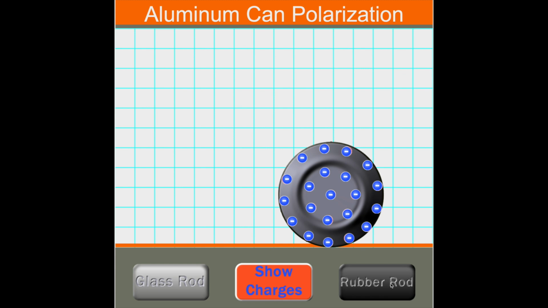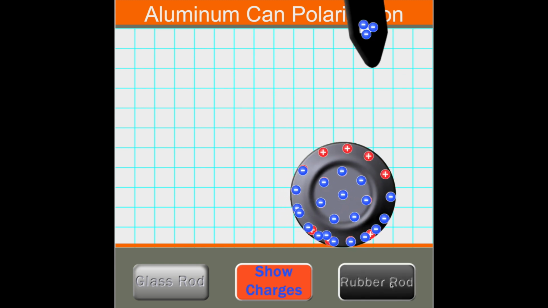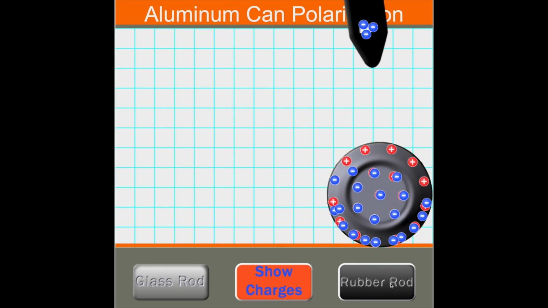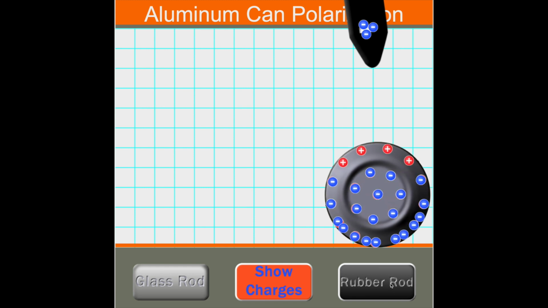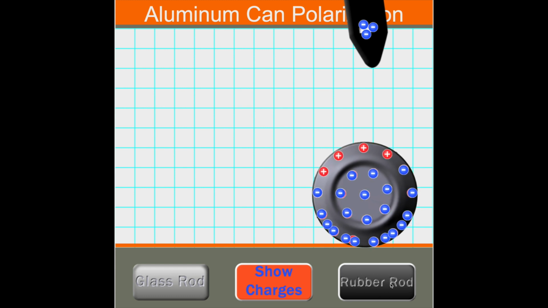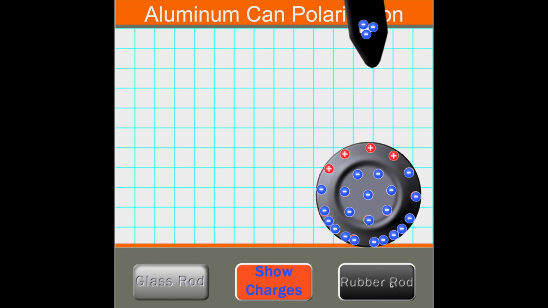So I'll bring in that rubber rod with some negative charges on it. You'll notice that I get some polarization again. So I end up with my positive charges closer to the top of my aluminum can. So I have a net positive charge on top, a net negative charge on the bottom because some of those electrons have moved around again. I'll still end up with a net zero electric field in the middle. So those central electrons are sticking with their protons. They're no longer moving around.